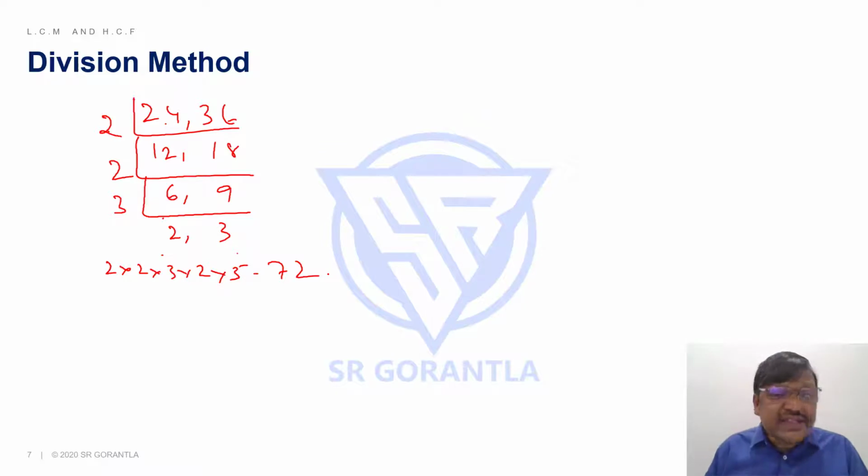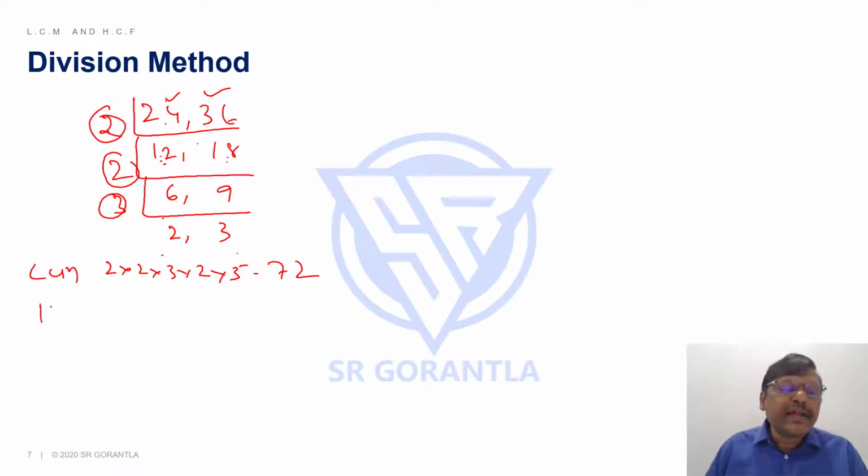Then how do we find HCF, students? See, here itself you can see what are the numbers that you have taken common for both of them. 2 is a common number. 2 is again taken common for both these numbers. 3 is also common. So the HCF, this is LCM, right? The HCF will be, students, whatever common numbers you have taken, 2 into 2 into 3, 12.